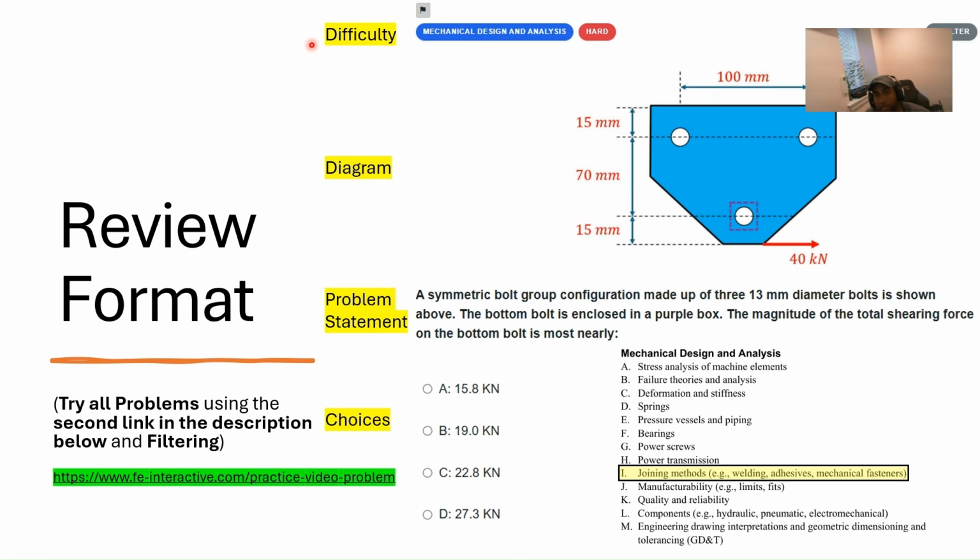This review will follow a pretty consistent format. We'll have difficulty tags on the top of the question. So this is a hard question, followed by a diagram. If that question has a diagram, then we'll see the problem statement and answer choices. Most of the questions on the FE exam are going to be multiple choice, so that's going to be our focus here. And on the right-hand side, you can see the exam spec with the specific topic that that question is trying to cover highlighted.